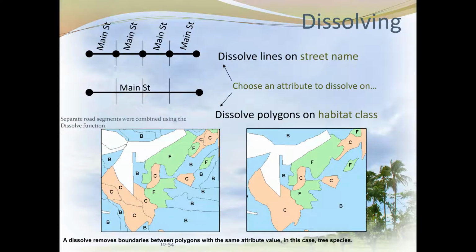A dissolve based on the street name field would yield a new file. Dissolve can also be used to remove lines between polygon features that share the same value. For example, the map here shows ponderosa pine stands of different ages. Dissolving on the cover type field removes the age boundaries and yields polygons based on the cover type ponderosa only.